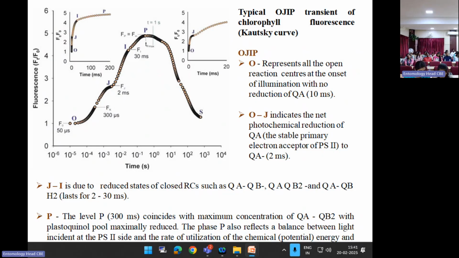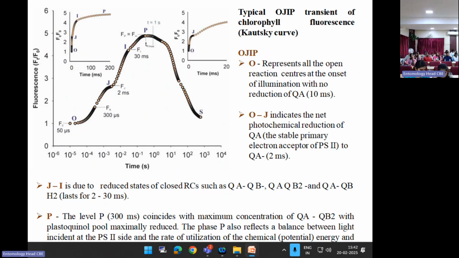So this is a typical fluorescence curve which takes place from 10 to the power of -6 seconds to 10 to the power of 4 seconds, and it is split into 4 parts. That is, O is this region which represents when all the reaction centers are open with no illumination. Then O to J. OJ is the region where photochemical reduction takes place, QA to QB, which I told you before. And J is the reduced state of the reaction centers in the chlorophyll, QA, QB. Then it goes to plastoquinone. And the last state, at 300 milliseconds, coincides with the maximum concentration of QA and QB.